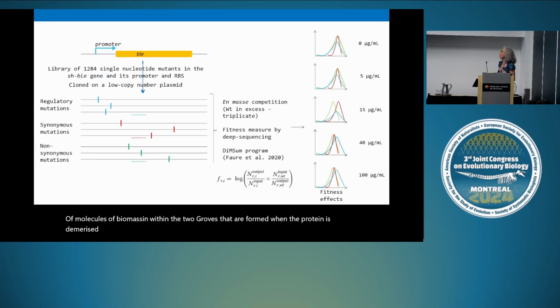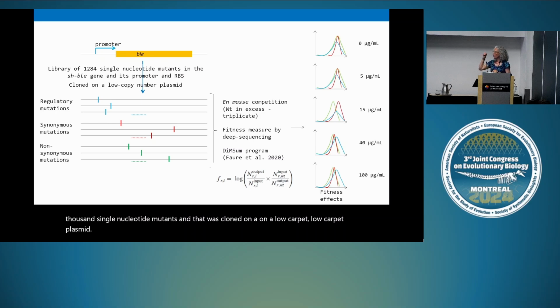So now we have the full experimental plan. We have a library of more than 1,000 single nucleotide mutants, and that was cloned on a low copy plasmid.